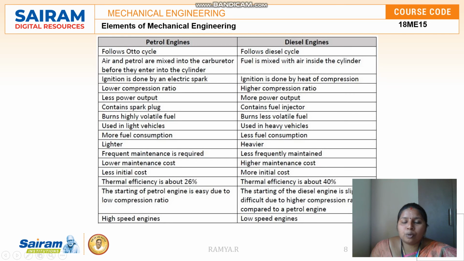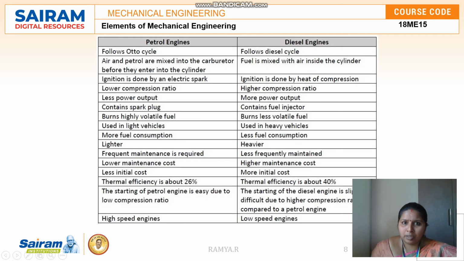Ignition in a petrol engine is done by a spark plug. Here in a diesel engine, ignition is done by the compression. The compression ratio is low in a petrol engine and it is high in a diesel engine. The power output is less in the petrol engine, and the power output obtained in a diesel engine is high. The petrol engine contains a spark plug, whereas the diesel engine contains a fuel injector. The petrol engine burns highly volatile fuel, and the diesel engine burns less volatile fuel.